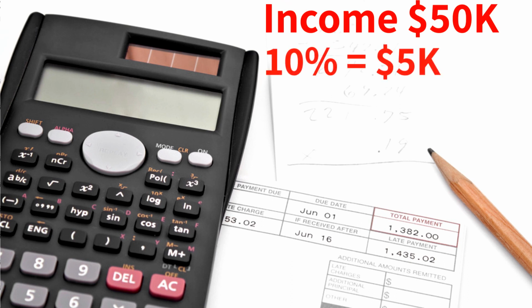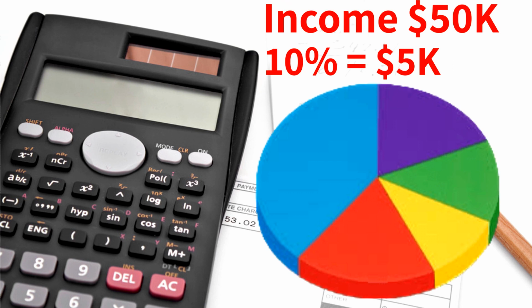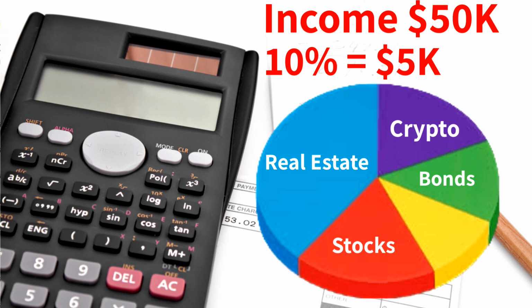$50,000, 10% of that is $5,000. Out of those $5,000, you can allocate certain percentages in different things. You can invest in real estate, you can invest in stocks, bonds, cryptocurrencies, and a lot of people like precious metals, such as gold and silver. There's nothing wrong with that.